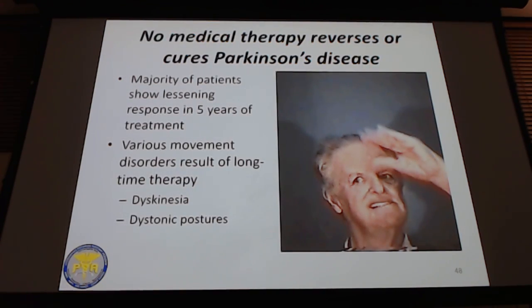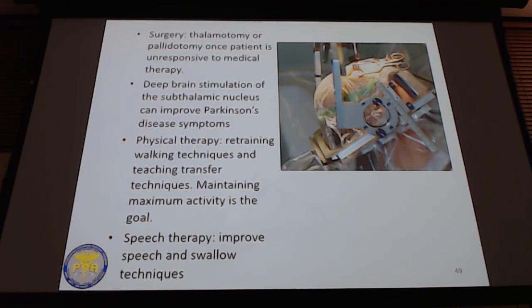So. All right, no medical therapy reverses or cures it. The majority of patients show a lessening response in 5 years of treatment. So again, that first 5-year window is great. Then they start developing on-off. Surgeries are an option. We are not going to be doing that. They can start cutting things. Deep brain stimulation: I've actually seen some pretty neat articles on deep brain stim earlier in treatment showing better long-term outcomes. But again, it would be incumbent on us to realize the disease pathology, which I want you to know how it presents, and then if we were going to do this, referring them to a neurosurgeon who's going to be cutting.